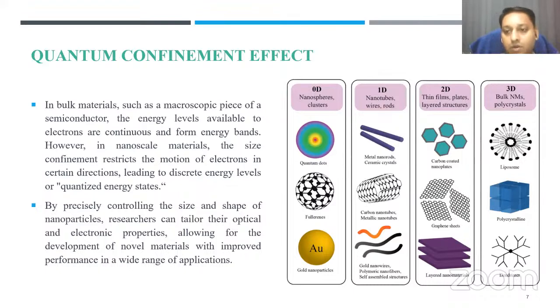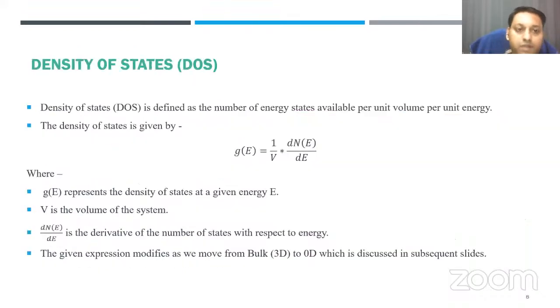Then we come to the two-dimensional form. Examples are graphene and layered nanomaterials like MoS2, that is molybdenum sulfide layered material, as well as other 2D nanomaterials, the carbon coated nanoplates, etc. For the three-dimensional, we have the polycrystalline form of material, dendrimers, liposomes, all are three-dimensional forms of nanomaterial.